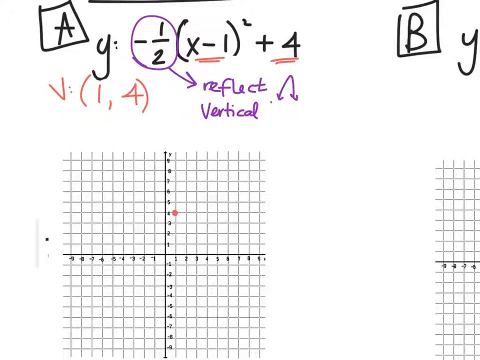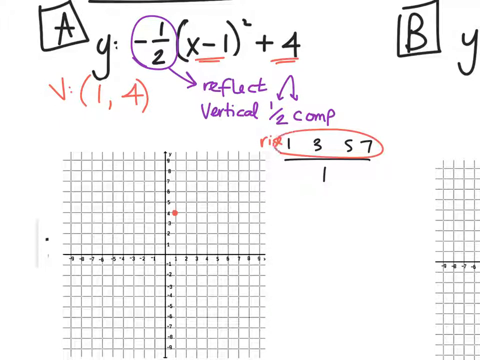Up and down means I stay the same, so that's 1/2, which means I'm going to end up being a compression vertically. So the way that this is going to change my pattern, remember my original pattern is 1, 3, 5, 7 all over 1. So vertical, up and down, means I'm going to be changing the rise component.